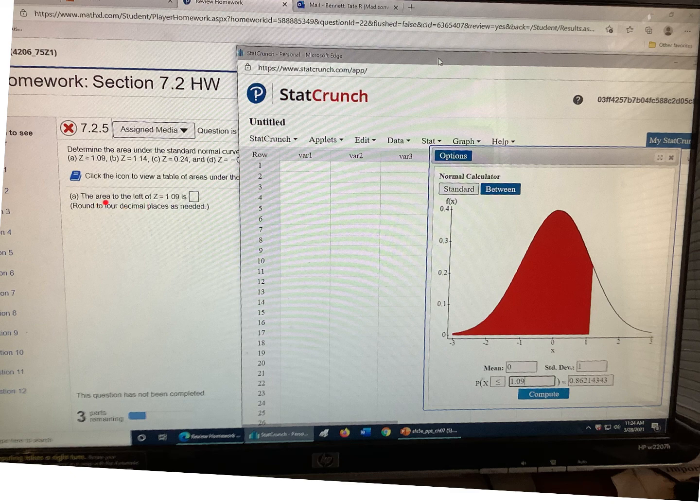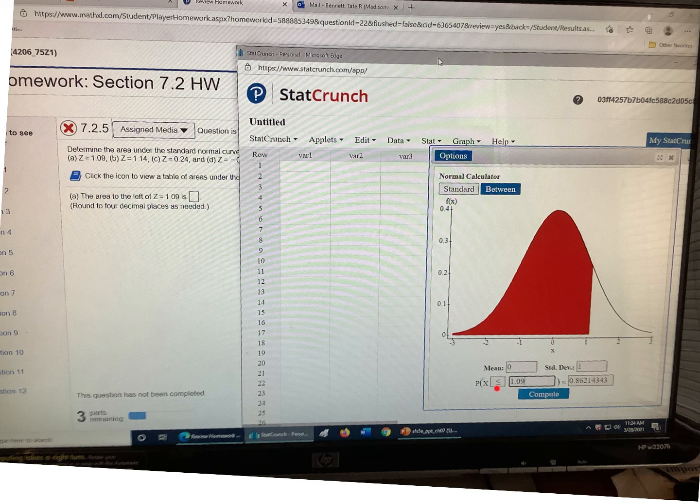So you want to find the area to the left of z equal 1.09. So you open up StatCrunch, you hit Stat, Calculators, you click on the normal calculator. It's in standard by default, the mean 0, standard deviation 1 by default. When you're given a z-score, you leave those alone. And so you just type in 1.09 here.